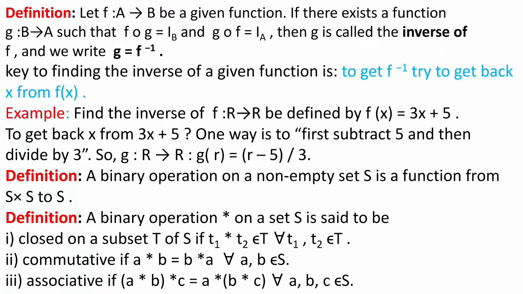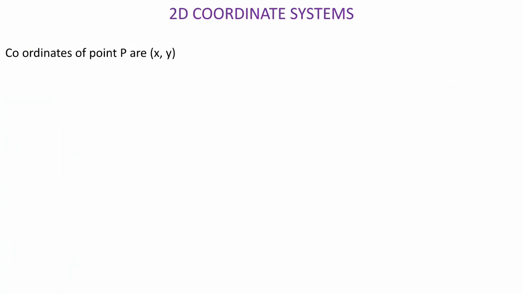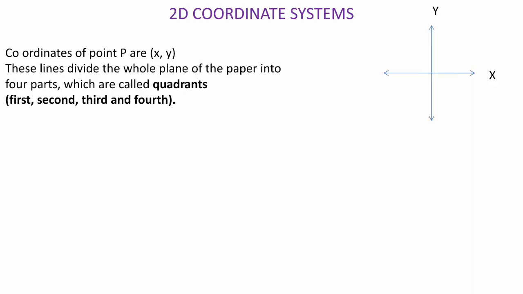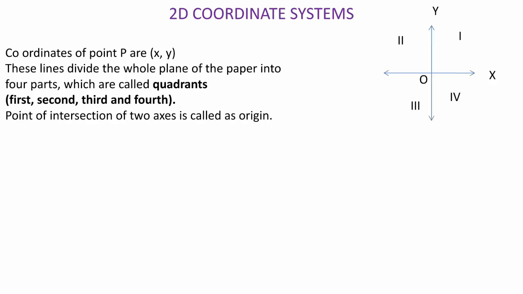Now, the two-dimensional coordinate system. Coordinates of the point P are (X, Y). Draw the horizontal line, called the X axis. Draw the vertical line, called the Y axis. These two lines divide the whole plane of paper into four parts, which are called quadrants. They are named the first quadrant, second quadrant, third quadrant, and fourth quadrant. The intersection of the two lines is called the origin. It is denoted by O.